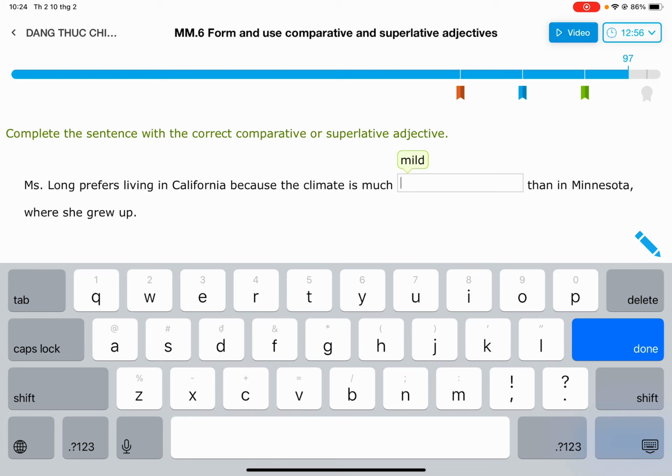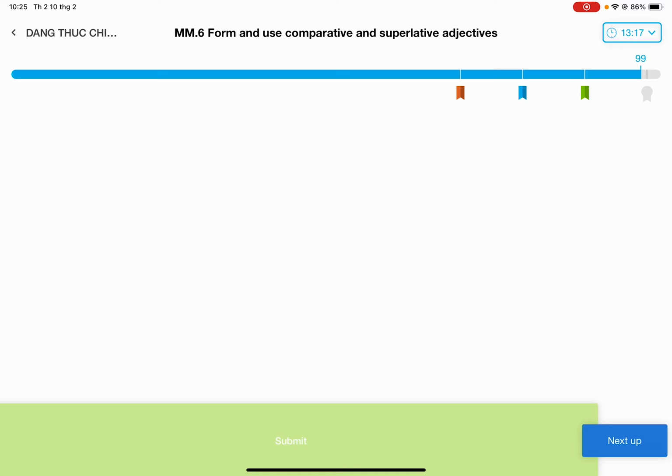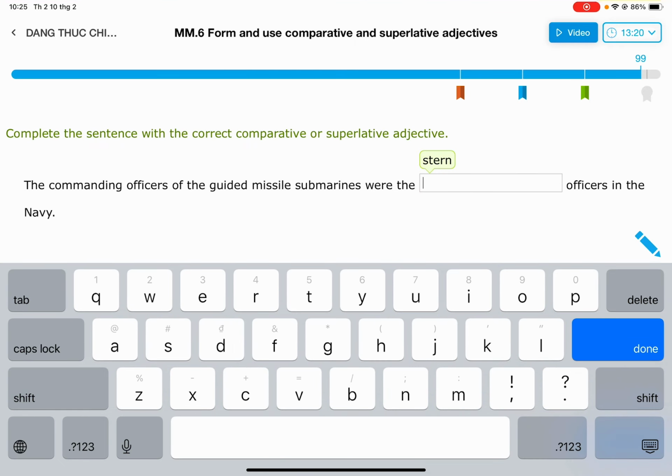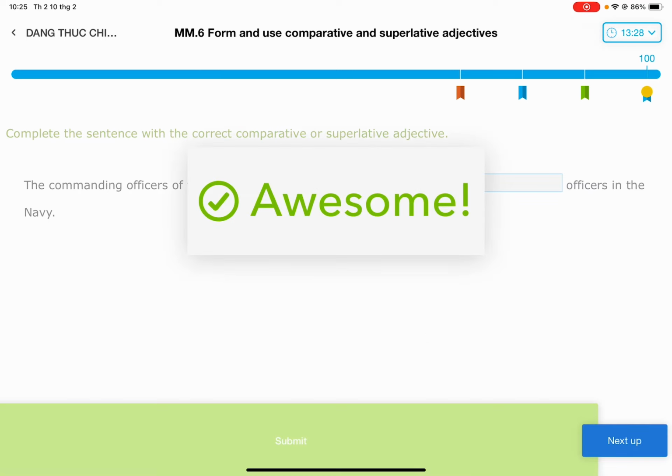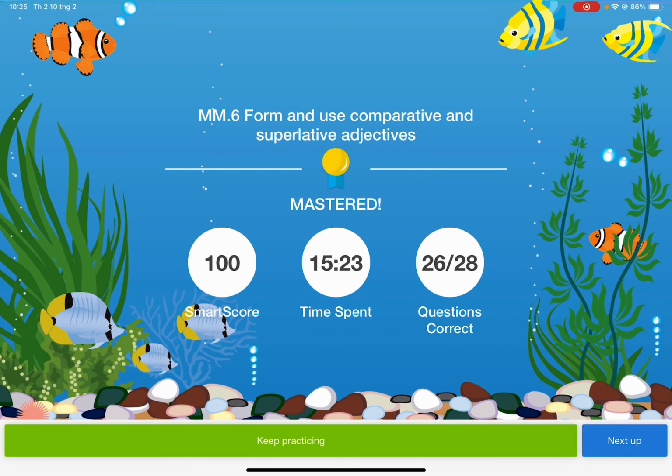Okay, I think we have two last questions. Miss Long prefers living in California because the climate is much milder than in Minnesota, where she grew up. Milder. Okay, we're the sternest. We're done with our four minutes of comparative and superlative adjective.